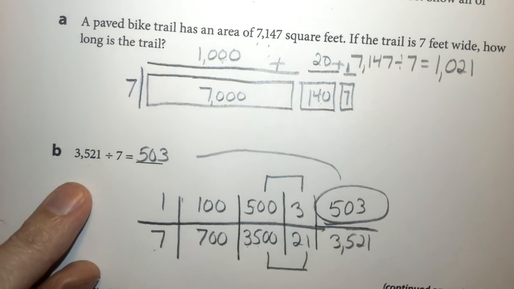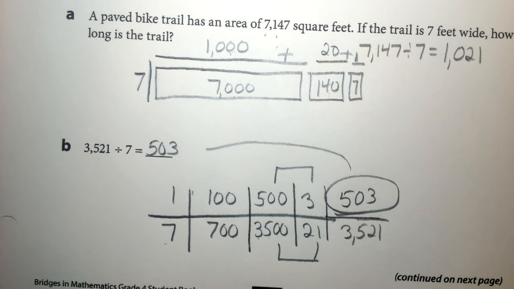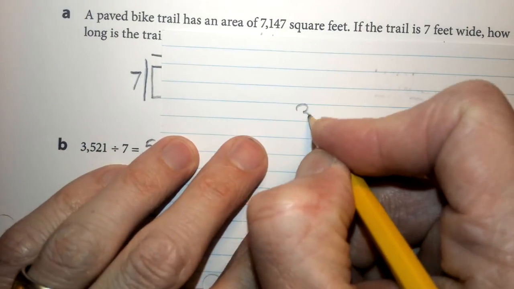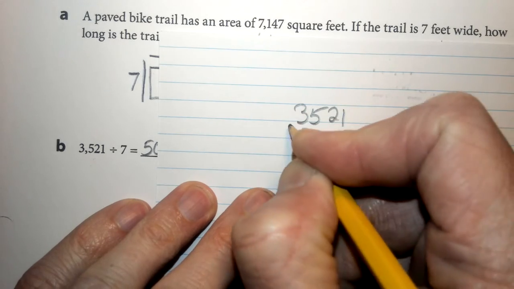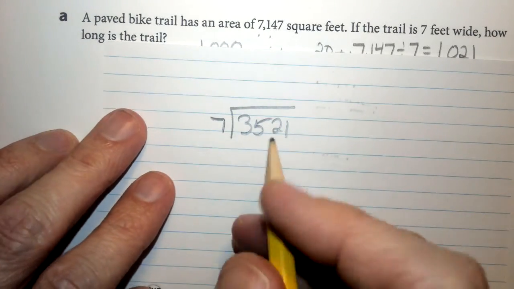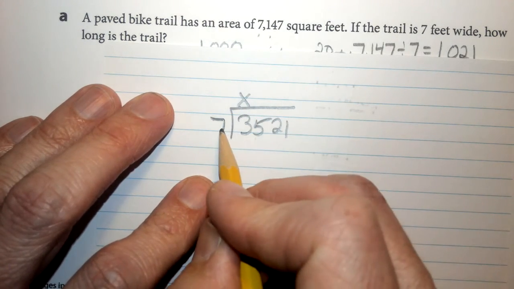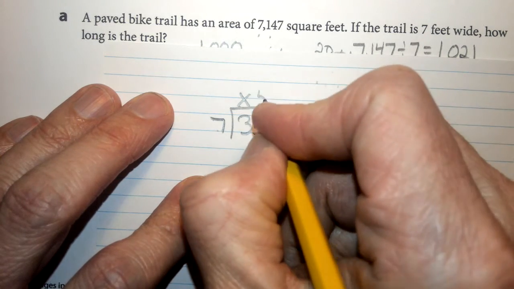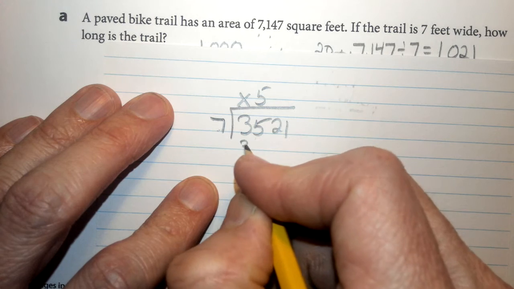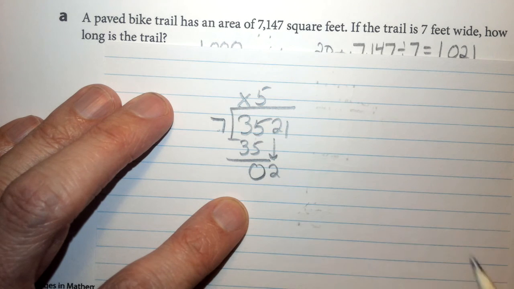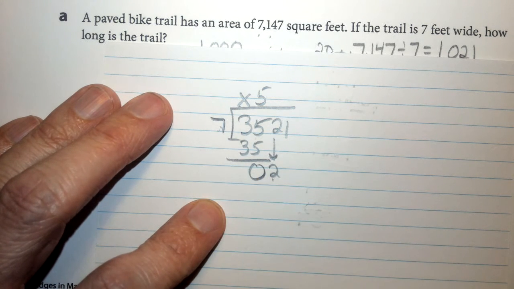And let's go ahead and do the second one. Let's do long division as well. So 3,521 divided by 7. 7 goes into 35. 7 does not go into 3, so I'm going to put an X there. 7 goes into 35 5 times. And 7 times 5 is 35. Subtract, I get 0. Bring the 2 down. Does 7 go into 2? 7 does not go into 2. So I'm going to put a 0 up here.